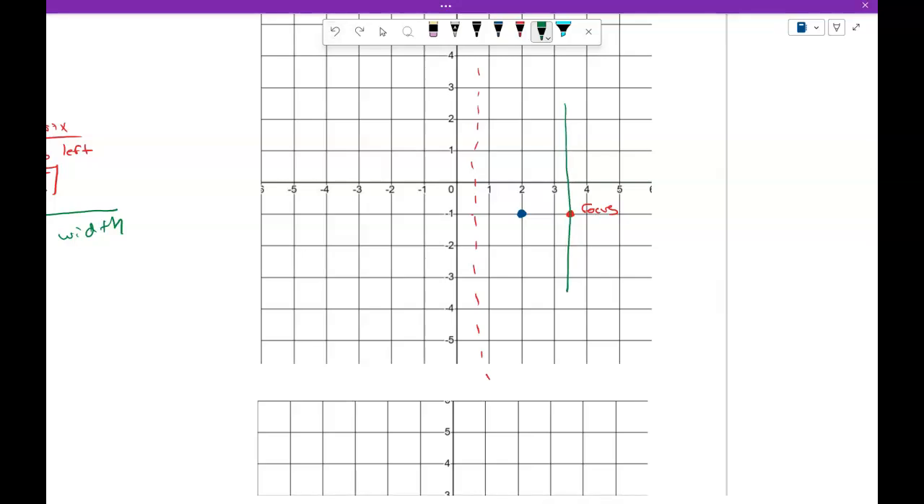Well, if the whole line has to be 6 units long, that means we need to go 3 units up and 3 units down in order for the full line to be 6 units across. And since we have that focal width, we can now fill in our parabola.